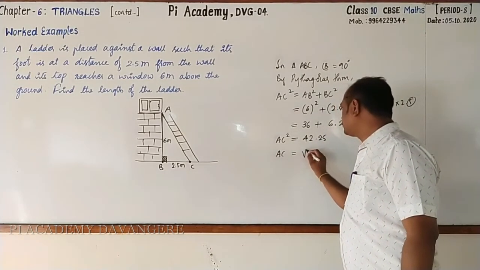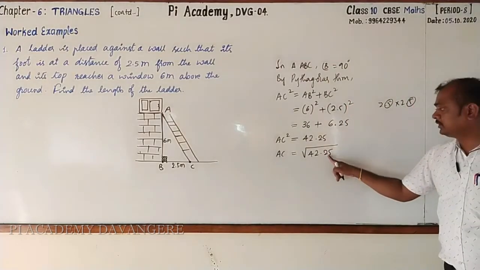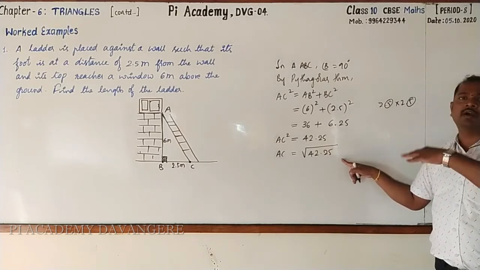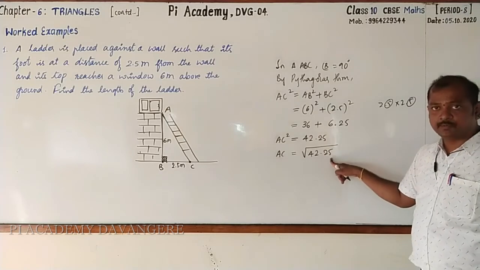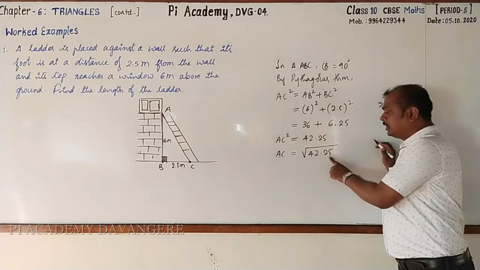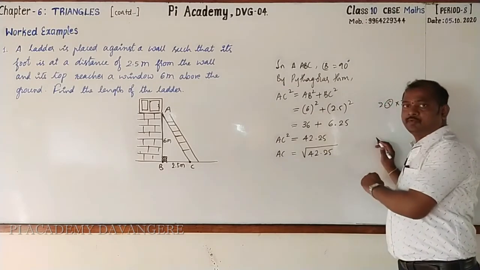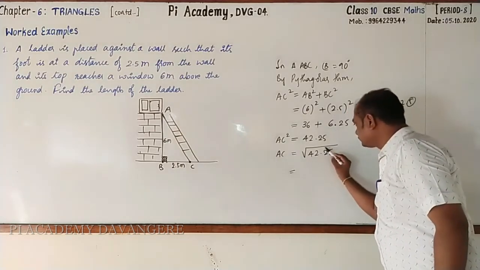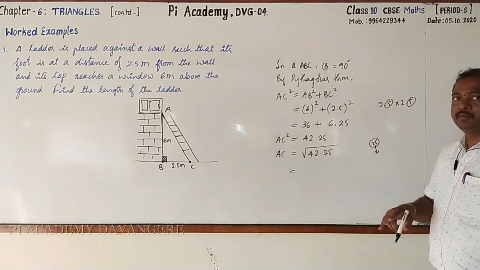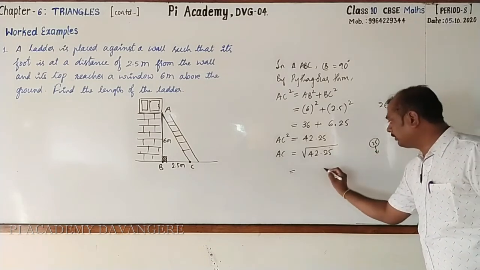Then AC is equal to the square root of 42.25. And see that here the number ends with 25. Whether it may be a decimal or any number, after the decimal we have to read individual digits: 42.25. Here I consider this 25 as 25. 25 is a perfect square. It is the square of which number? It is 5. Alright, 5.